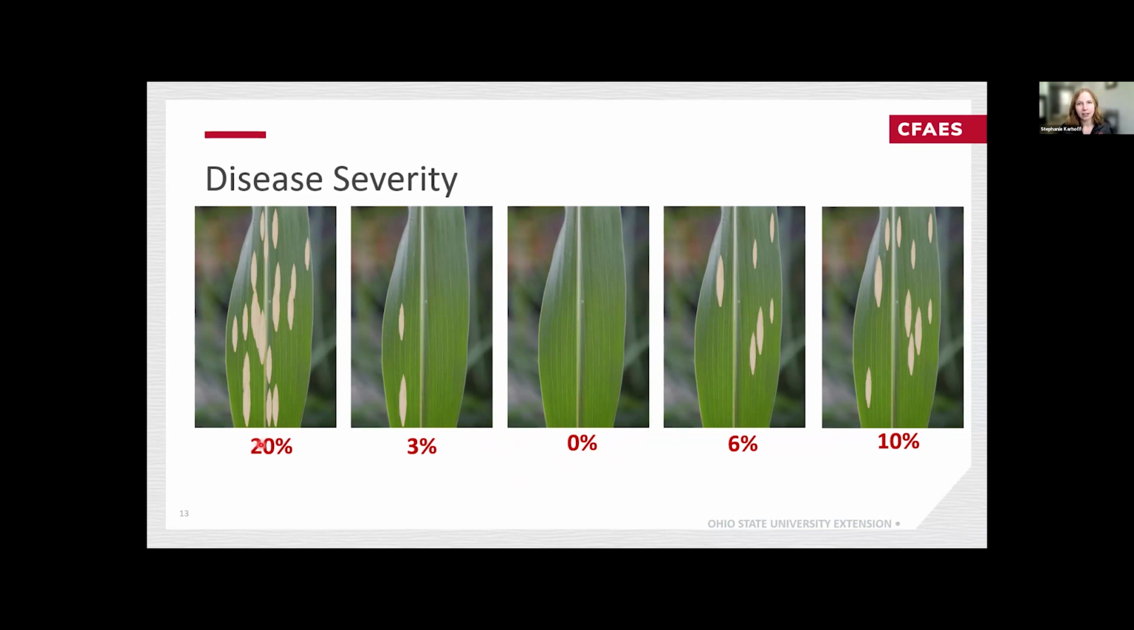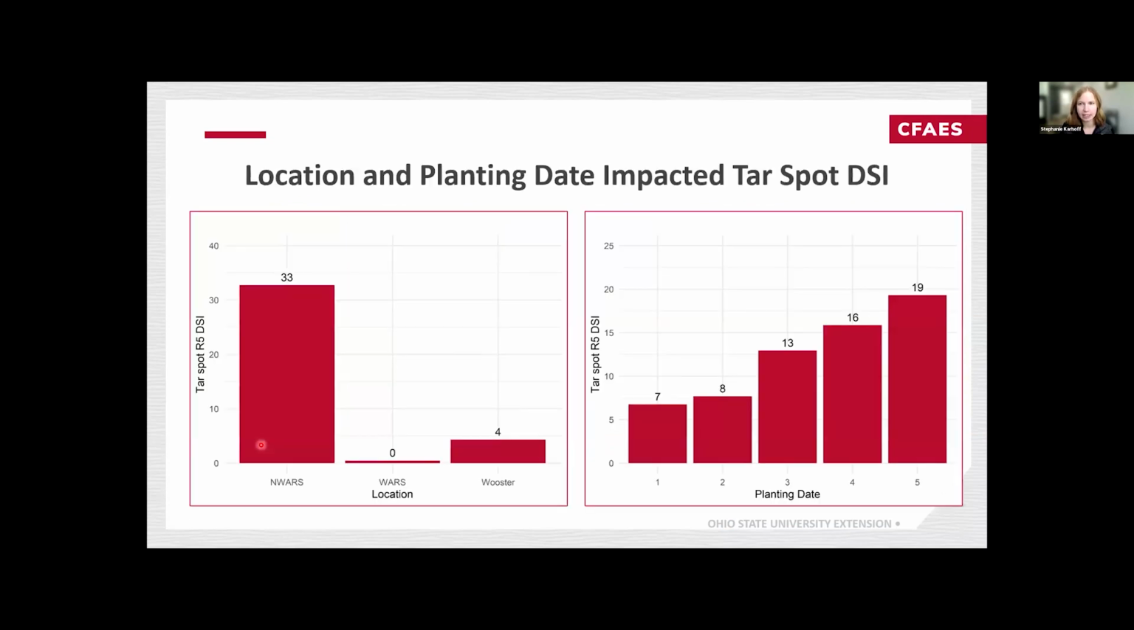So Taylor gathered how many of those plants had disease and to what severity, and then combined those two to get what we called a disease severity index, or DSI. So for today's presentation, just know that that DSI, the higher the value, the more disease we have, both from a presence and a level of severity.